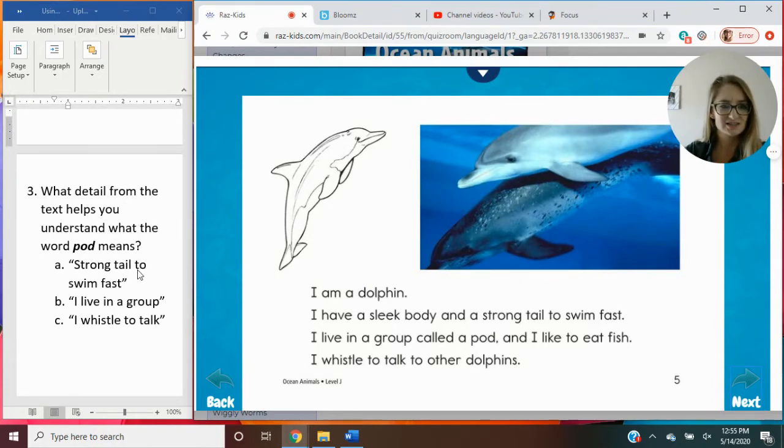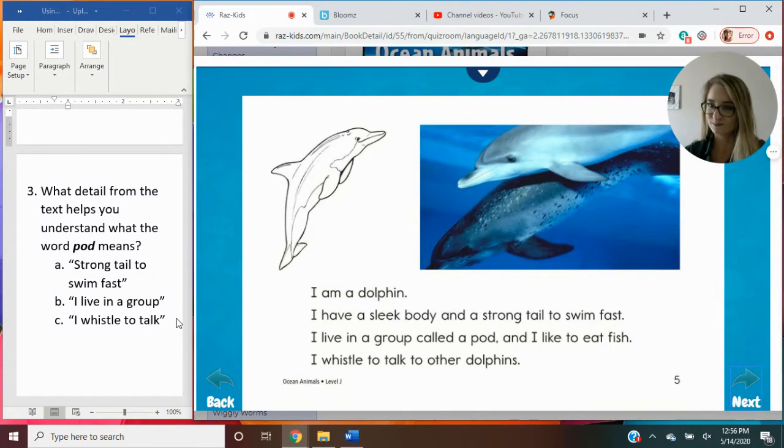A strong tail to swim fast? Did that tell me what a pod means? No. I live in a group. Okay. I whistle to talk.